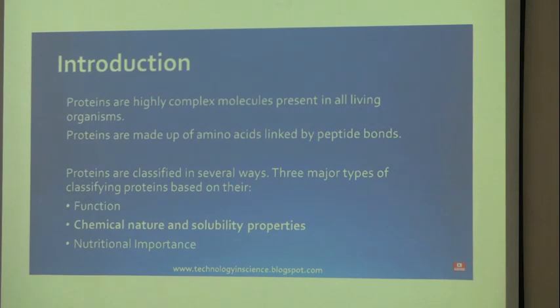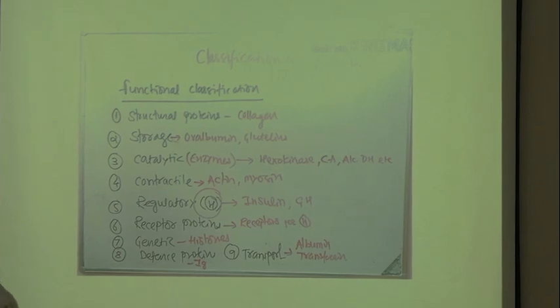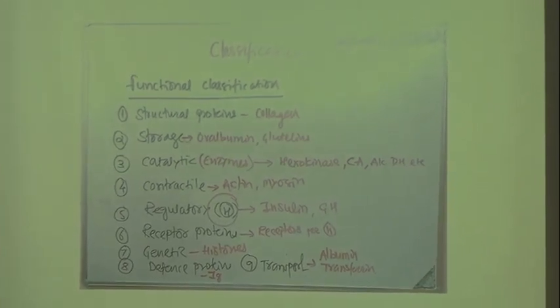Proteins are classified in several ways. Three major types of classifying protein: based on their function, chemical nature and solubility properties, and nutritional importance. Now, on the basis of function of the protein, it is classified into 8 different classes.